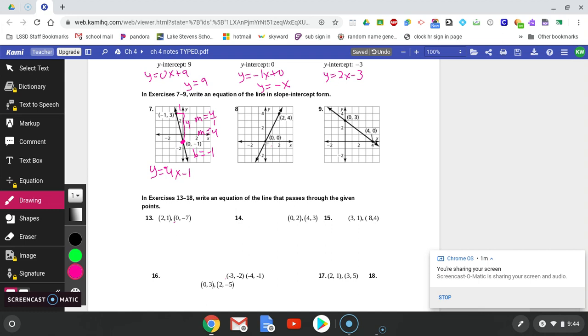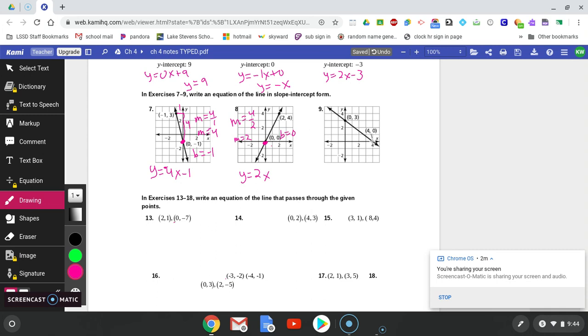So this one, for number 8, I'm counting up 1, 2, 3, 4, and over 2. So my slope would be 4 over 2, which I can reduce to just 2. My y-intercept is at 0, so my final equation would just be y is equal to 2x. I can put the plus 0, but then it's not simplified.